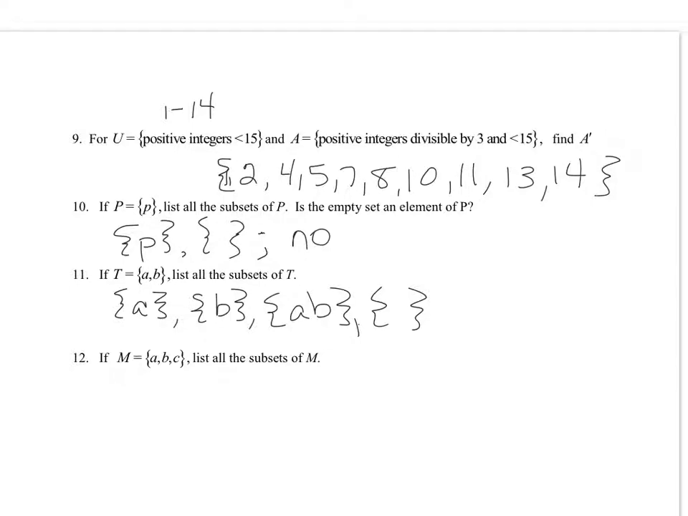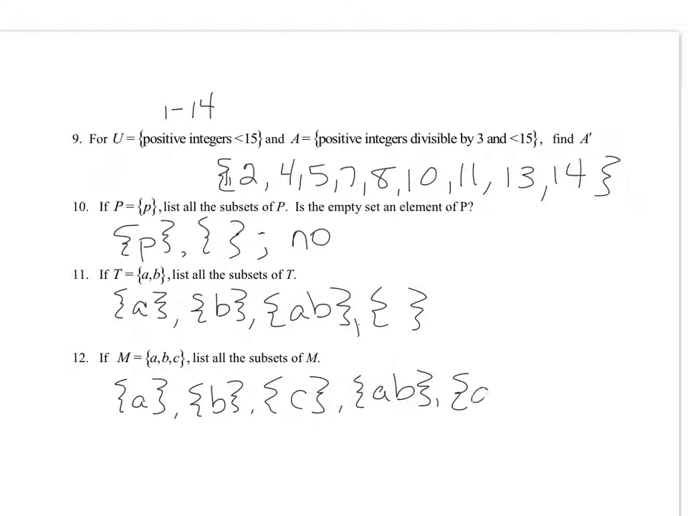Now in 12 we have 3 different elements inside set M, and we're supposed to give the subsets. So you might take a second, see if you can figure out how to do that, pause it, and then come back and see if you've gotten it correct. You would have set A, set B, set C. That would give us the individual elements in a set. Now I'm going to put 2 elements in a set. So I could have AB. I could also have AC.